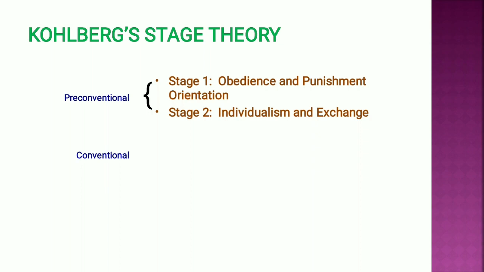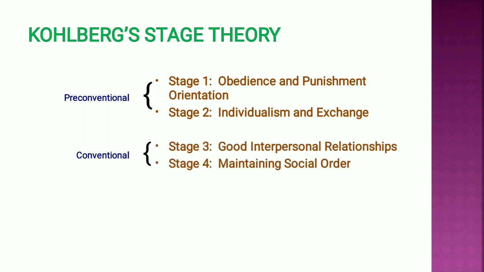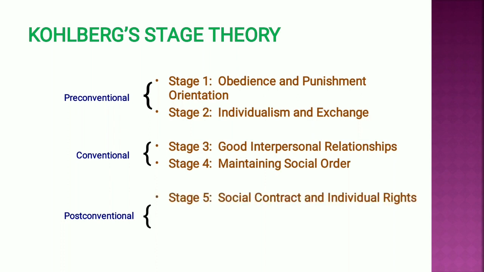And then comes the conventional level, which deals with stage 3 and stage 4. Stage 3 deals with good interpersonal relationships, and stage 4 deals with maintaining social order. The third level is the post-conventional level of Kohlberg's stage theory. It comprises stage 5, social contract and individual rights, and stage 6, which deals with universal principles. Let's see the stages one by one.